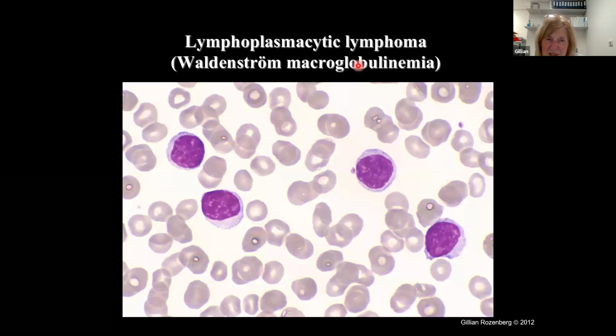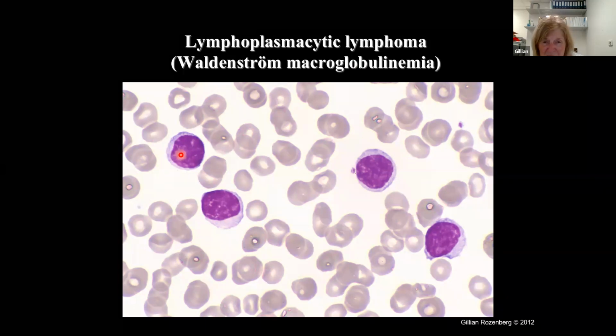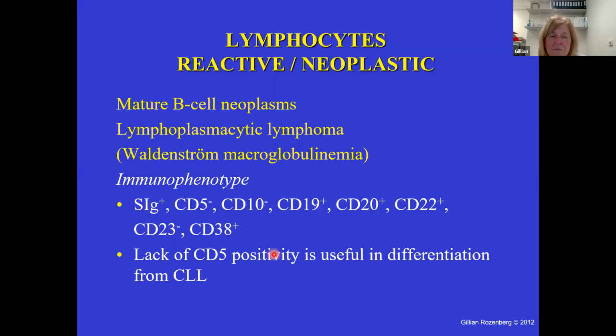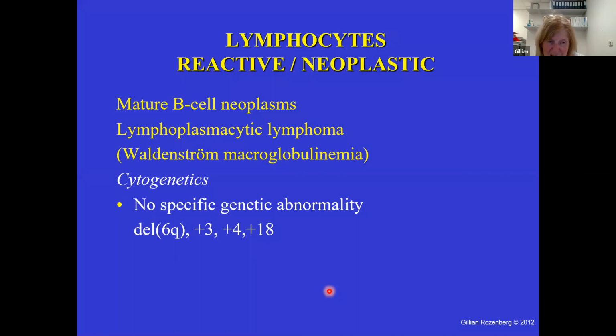This is a better one. This is more on the same film. This was quite an advanced case of lymphoplasmacytic lymphoma. See how they're all slightly eccentrically placed in the cytoplasm. So much more easily recognized in this particular blood film. Again, I'm just emphasizing this is CD5 negative. And then these are the cytogenetics.